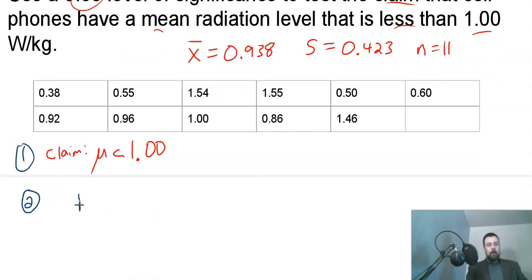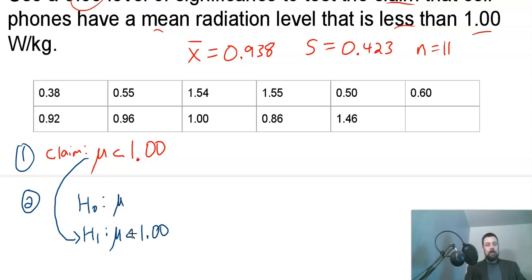Step 2, hypotheses. So there's the null. There's the alternative. The claim has to become one of these statements. It doesn't have equality, so it will have to become the alternative hypothesis, which means the null will be the exact opposite of that. The opposite of less than is greater than or equal to 1.00. And then we will simplify the null hypothesis to just equals 1. And so this is the answer you would want to select on MyStatLab.